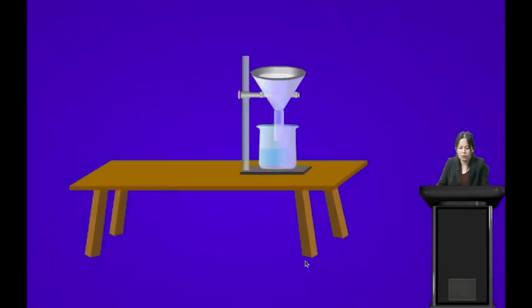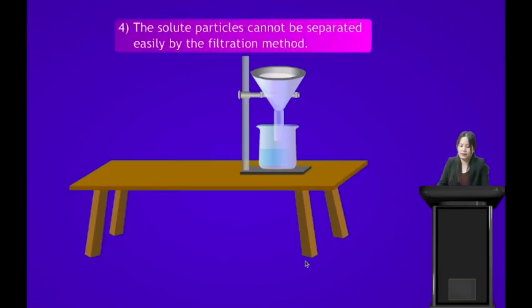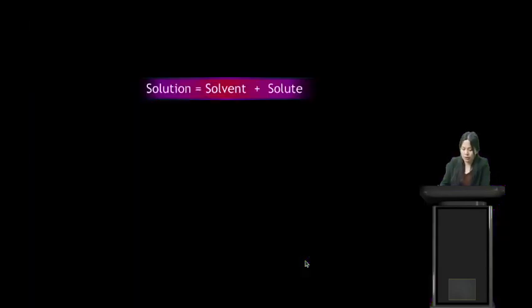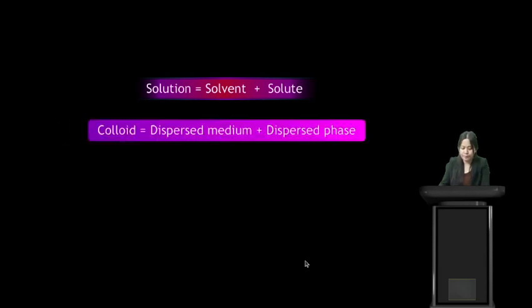Now, when you try to filter it, will you be able to filter the milk? The solute particles cannot be separated easily by the filtration method. Now, a solution is equal to solvent plus solute, right? So in colloids or colloidal solutions, we have dispersed medium and dispersed phase. In solution, we have solvent plus solute. In colloids, we have dispersed medium plus dispersed phase.